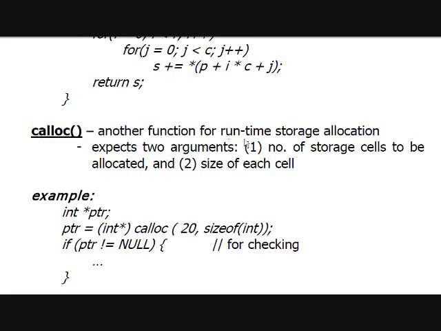Okay, then aside from malloc, we can also use calloc to request memory from the heap. So it's another function for runtime storage allocation. The only difference between malloc and calloc is that calloc expects two arguments. First is the number of storage cells to be allocated, and second, the size of each cell using the sizeof operator.